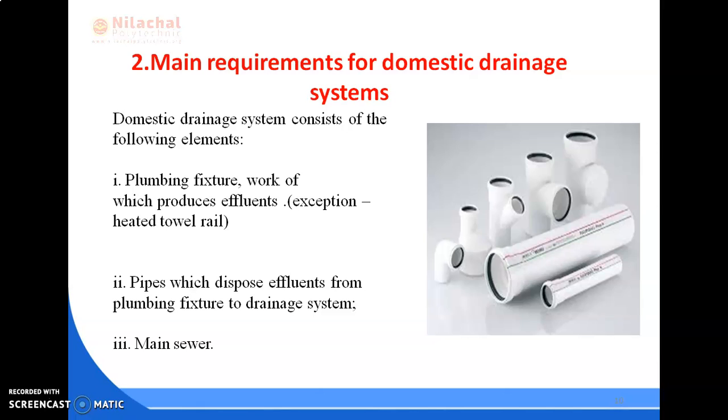Number 2, requirements for domestic drainage system. For this domestic drainage system, some elements or requirements are necessary which we have to follow during the laying of pipeline. First is plumbing fixture, work of which produces effluents. Next, pipes which dispose effluents from plumbing fixture to drainage system.